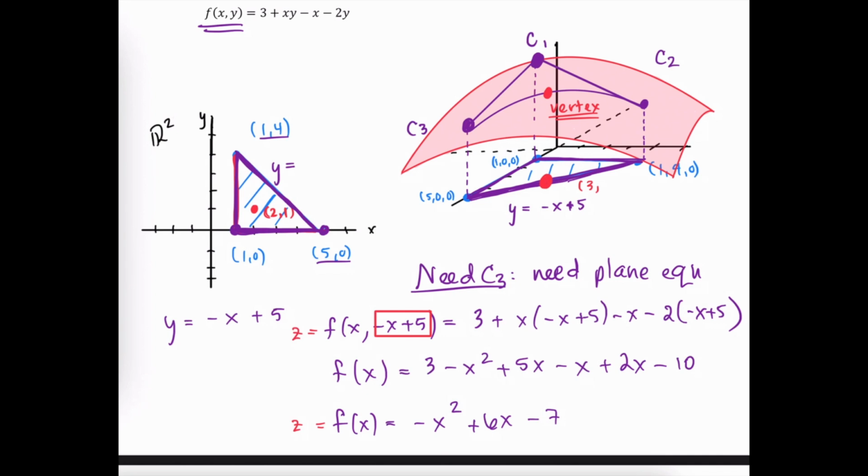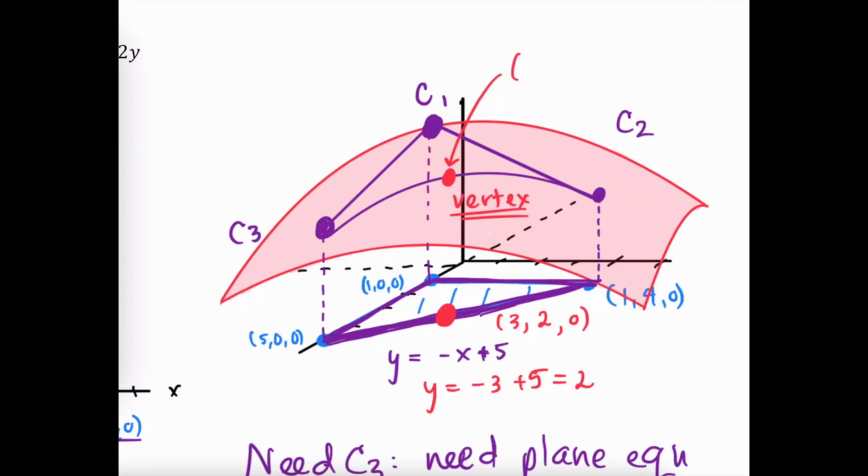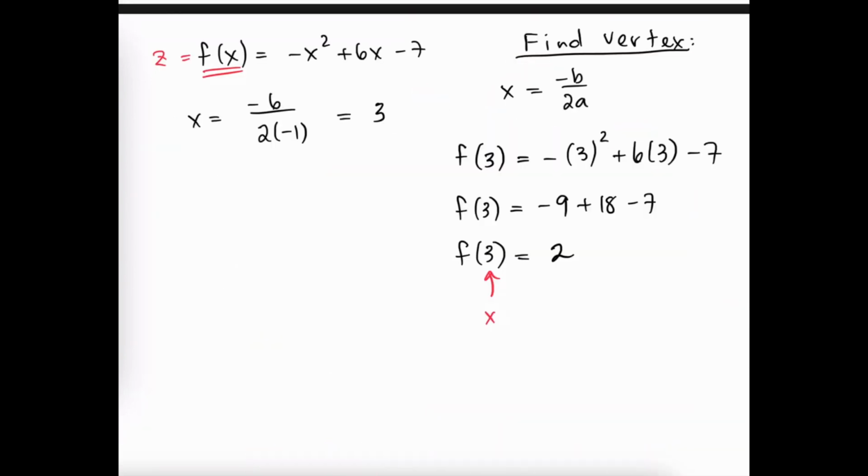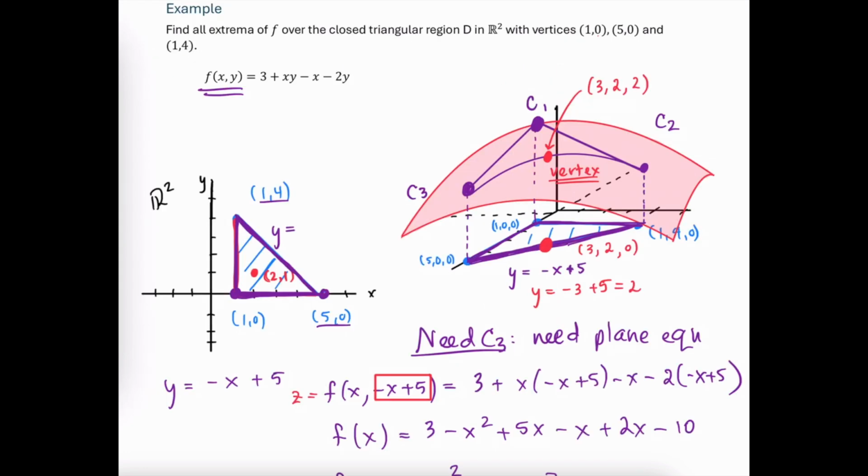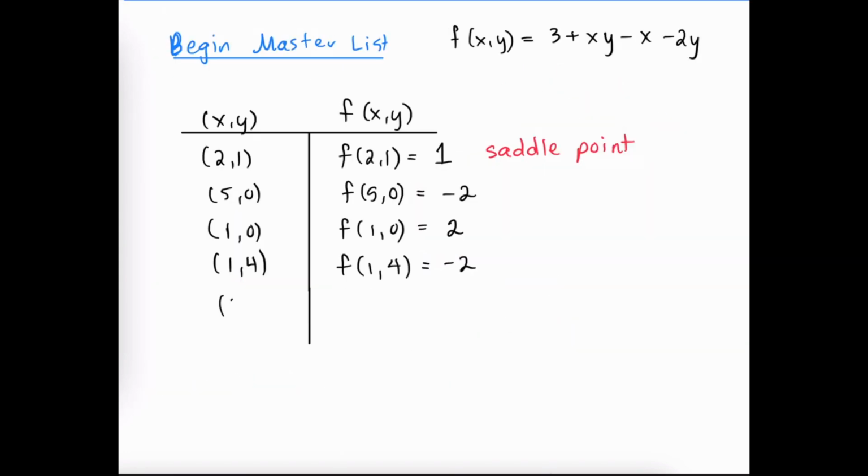We would plug 3 into this equation. So our domain element is (3, 2). I'm going to put 0 in here because we're at the floor. And this flies up to a point on the surface that is above (3, 2), and it turns out that the z-value is also 2, so that's our ordered triple. So to complete our master list, we had (3, 2) as a domain element, and the function evaluated at (3, 2) was 2. So we've tested all the boundaries and the interior.